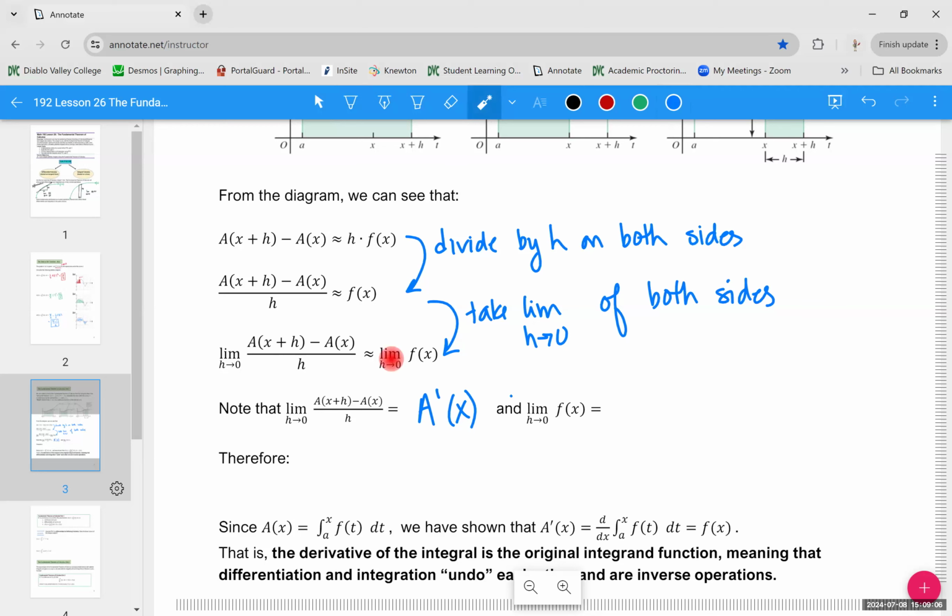And then if we look at the other side, as h approaches 0, f of x does not have anything to do with h. There's no h in this expression. So it's like a constant in terms of what you're taking the limit with respect to. So the limit as h approaches 0 of f of x will just be f of x. And that's because f of x does not depend on h.